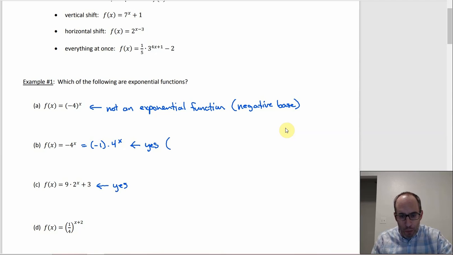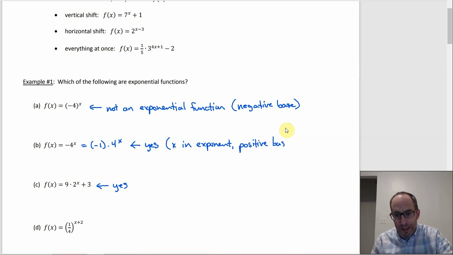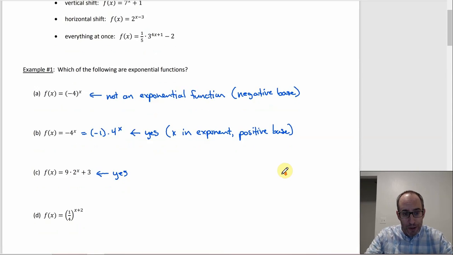Right, I guess I can put y in parentheses here, right? So we got x in the exponent and a positive base. Those are the two things that you need, right? So C, if I wrote that in parentheses, I'd be writing the exact same thing. So I'm going to skip over it here, right? Once we have one yes, I think maybe we have that established now. But it's the same thing, right? X is in the exponent in C and the base is positive.